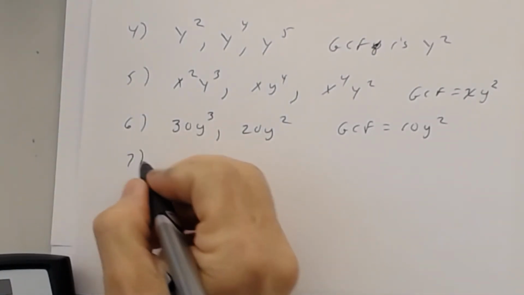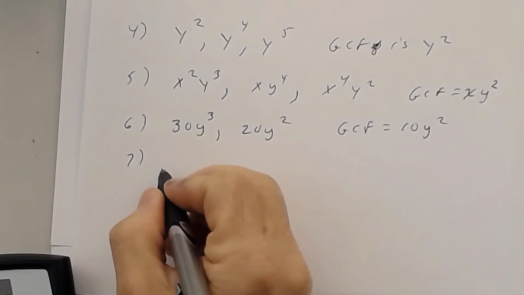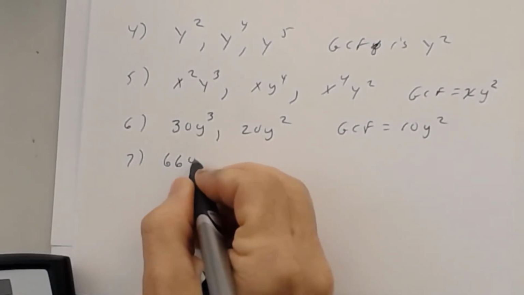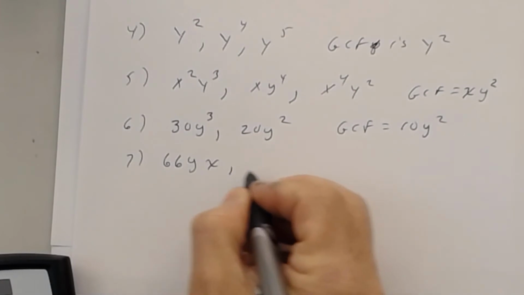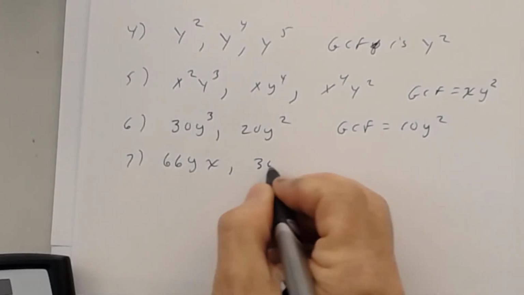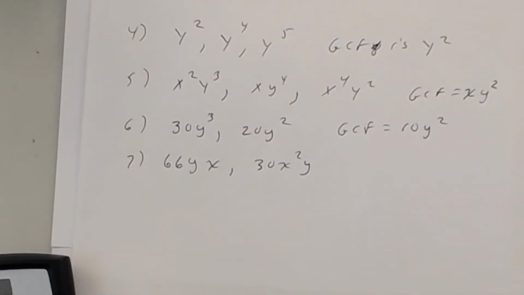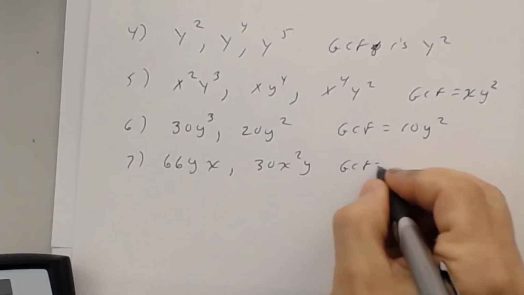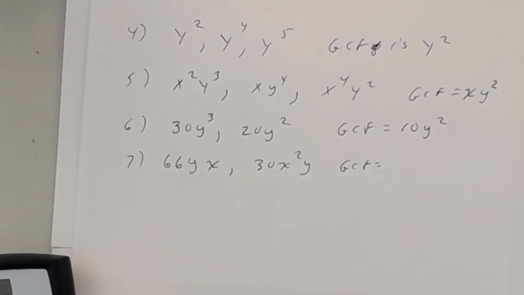Number 7. All right, suppose we had 66yx, comma, 30x squared y. All right, GCF. Let's start with 66 and 30. What do you think the greatest common factor of 66 and 30 is?